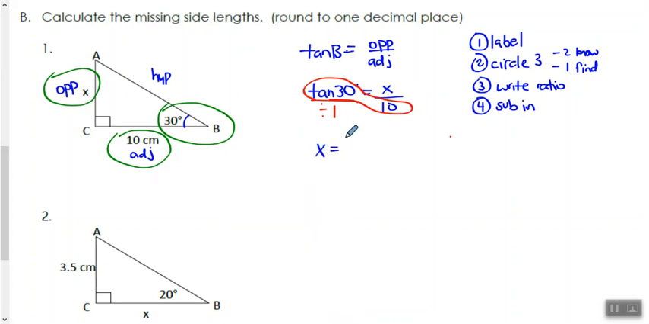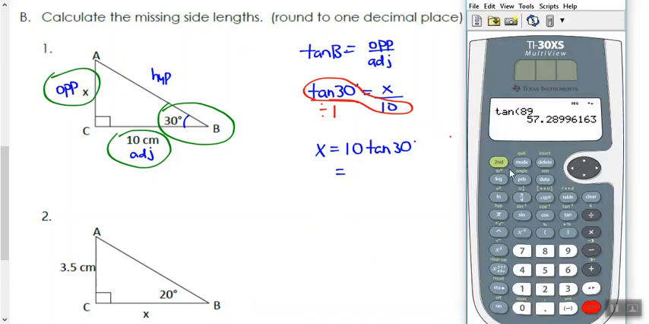x equals. Now don't write tan 30 and then times 10. Write the number first and then tan 30 degrees. Remember, if we write tan 30 and then we multiply that by 10, we'll have to make sure we have brackets in our calculator. It's just easier to write like this. So 10 times tan 30 divided by 1, which just gives us 10 times tan 30. So 10 times tan 30, and we get 5.7735, so on and so forth.